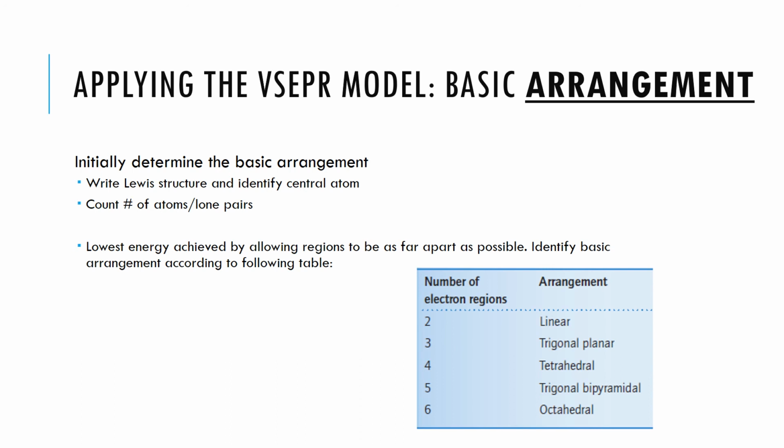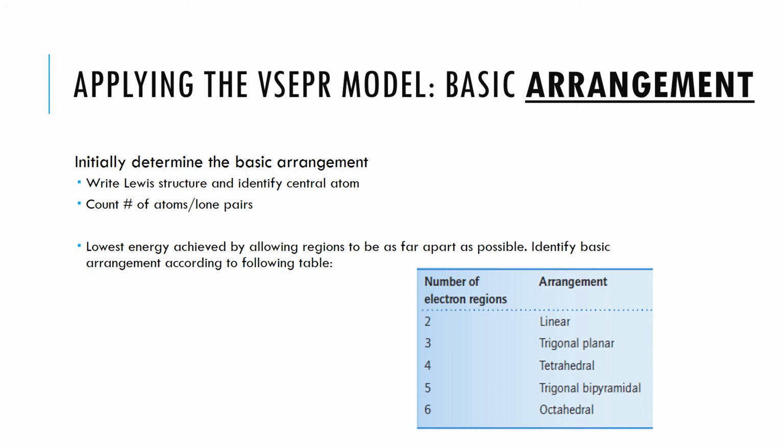So the first thing we do then is write a Lewis structure and identify that central atom. You'll remember that we stick the least electronegative atom in the middle. Then we count the number of atoms and lone pairs. If we apply the VSEPR model, the lowest energy is achieved by allowing those regions to be as far apart as possible. So we can identify what we call a basic arrangement.